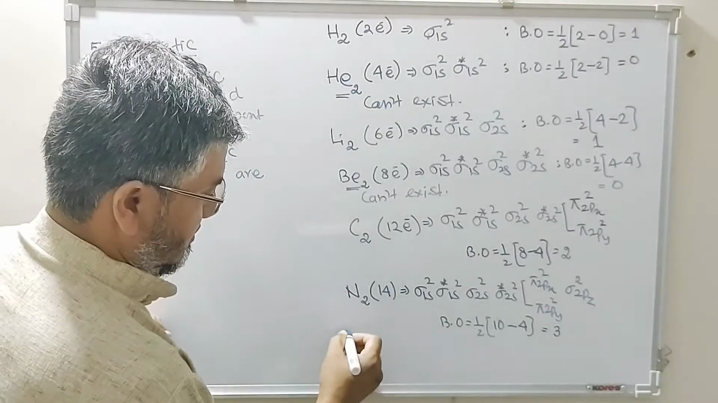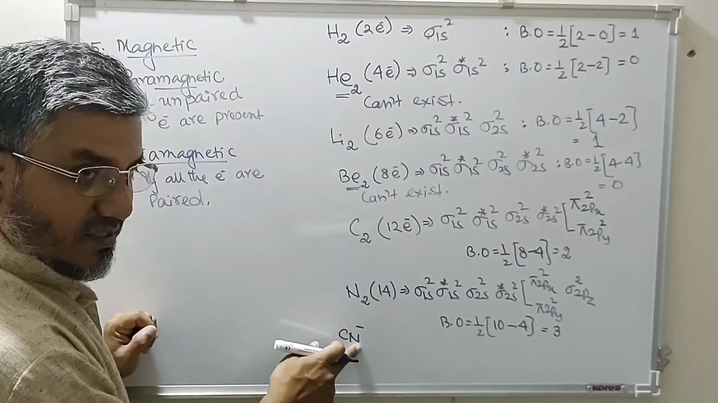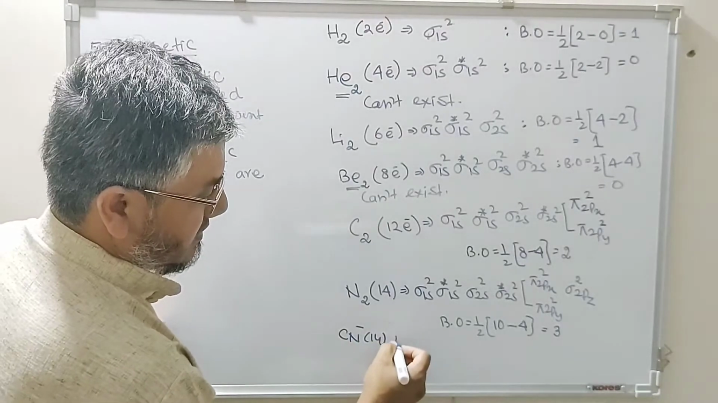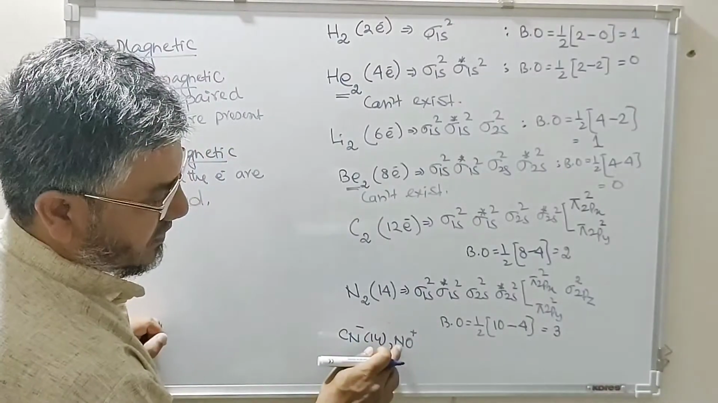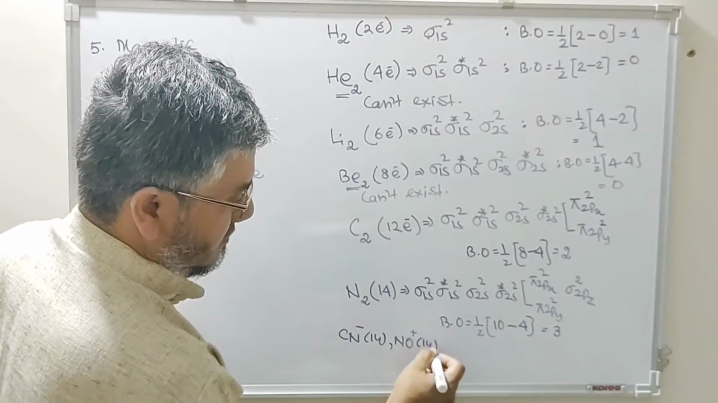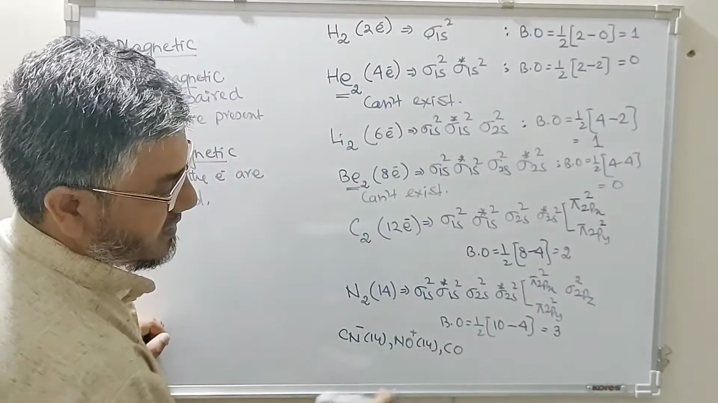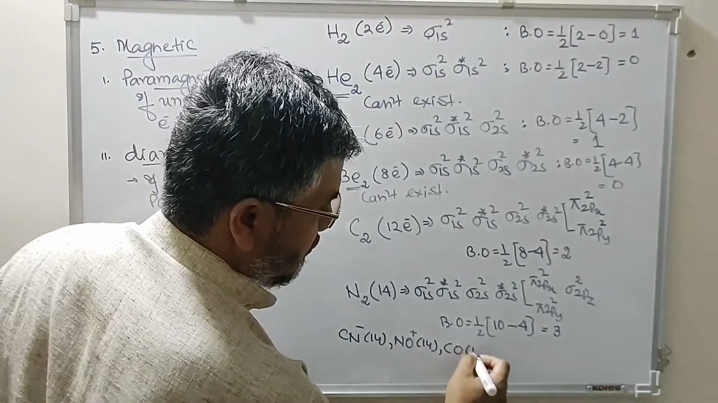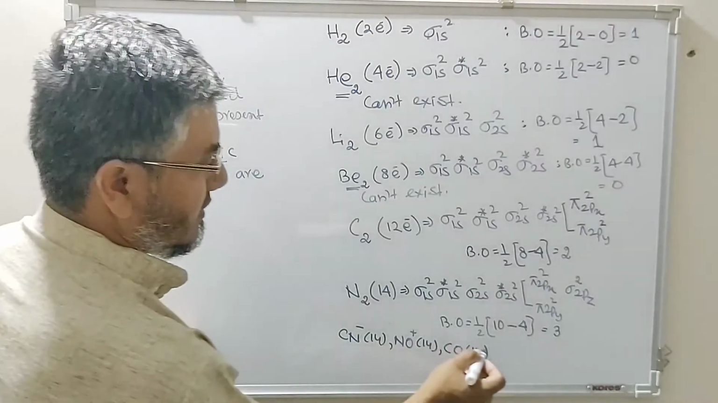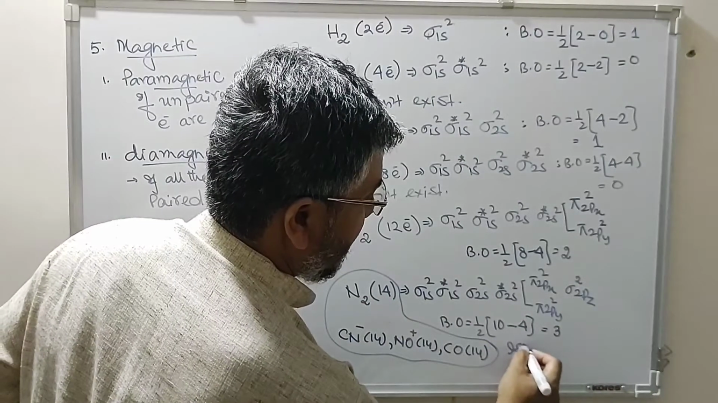Similarly, look at this. CN minus: carbon is 6, nitrogen 7, 13, 13 plus 1, 14 electrons. Take this, NO positive: nitrogen 7, oxygen 8, 15 minus 1, 14. Then we can have CO, carbon monoxide: carbon is 6, oxygen 8, 14. So these are known as 14 electron species, that is isoelectronic, having the same number of electrons.